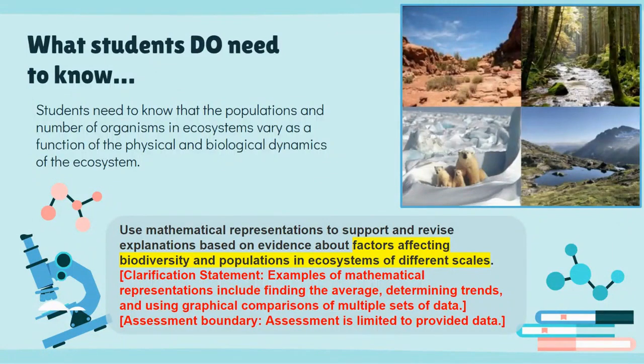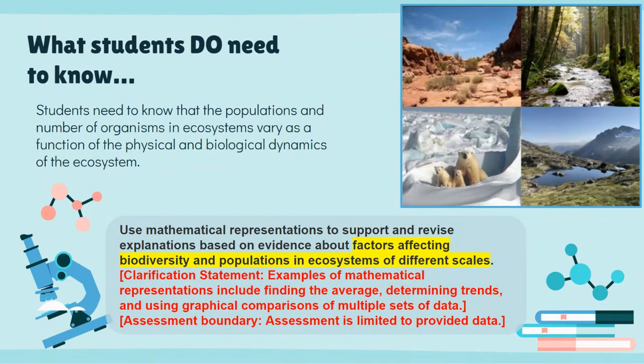The next thing we really want students to know is that the populations and the number of organisms in an ecosystem vary as a function of the physical and biological dynamics of the ecosystem. Students should recognize a direct correlation between the biotic and abiotic factors of an ecosystem. For example, if we view the image again, we want students to recognize the climate in the desert is hot. There's a lack of water and therefore a lack of the producers that build the foundation of a biodiverse ecosystem. So the size of those populations in that particular ecosystem are limited in that the desert is lacking those resources.